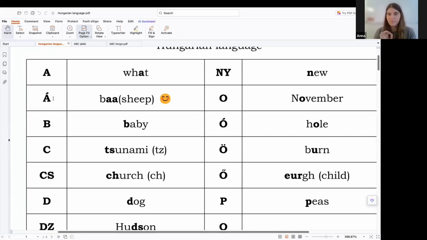Okay, so A, A. Now you see I put a little smiley face here. And the reason why I do that, because this is how I usually explain it to my students, that there are these two letters, the A and the E, you will see later, that when there's the one with the accent, you just have to smile and then you're gonna get it right, okay? So, A, A.